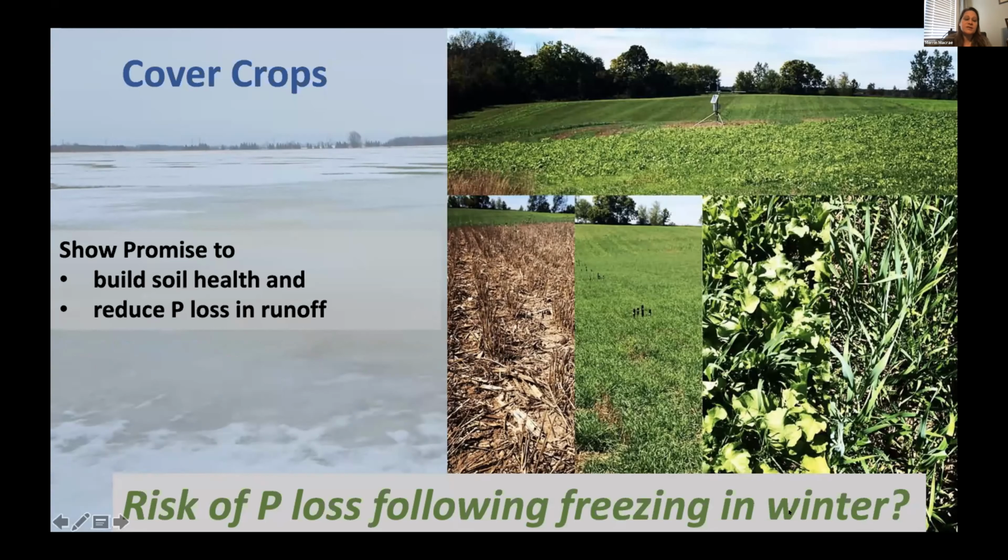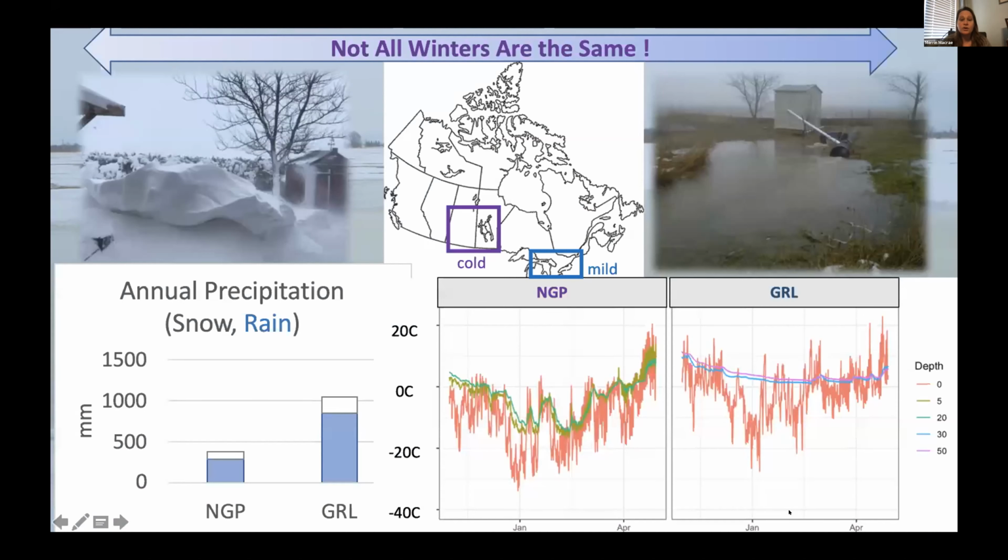So cover crops are something that show promise to build soil health. Lindsey talked about that in her presentation, but they also have the potential to reduce phosphorus loss in runoff. Unfortunately, some studies have shown that there's a risk of enhanced phosphorus loss following freezing conditions in winter, because the plants freeze, they lyse, and then they can release this dissolved phosphorus to runoff, particularly during that critical snowmelt period.